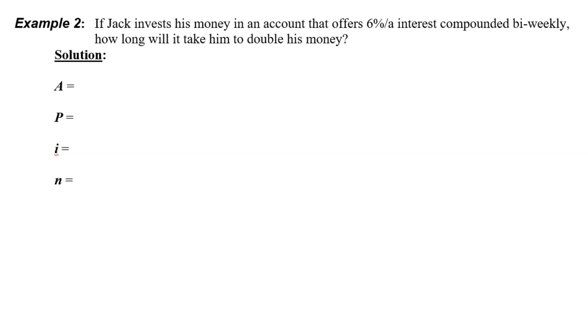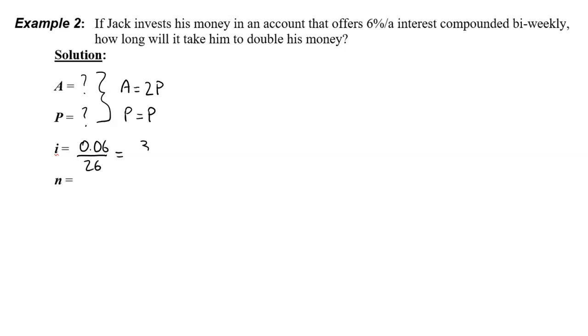So here's our second example. If Jack invests his money in an account that offers 6% per annum interest compounded bi-weekly, how long will it take him to double his money? The key there is double. We don't know what A or P is, but the key is double. And if it doubles, that means that the amount accumulated is twice the principal. So if I say that P is just P, then the amount is 2P. And we'll see in a minute here, this actually can work out very nicely because the P's end up canceling in the equation.